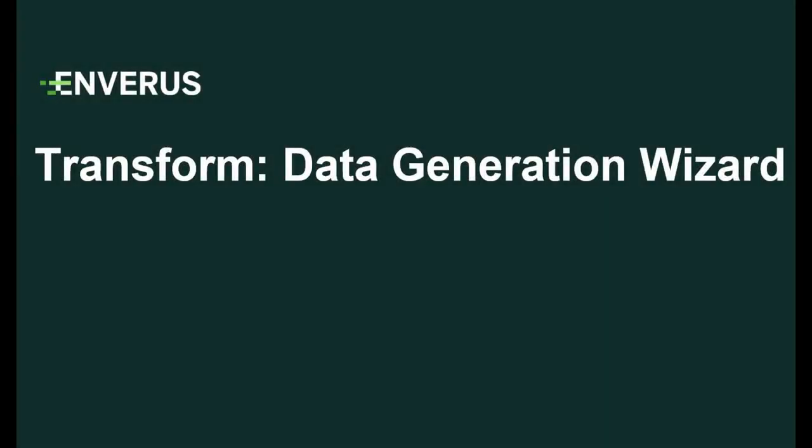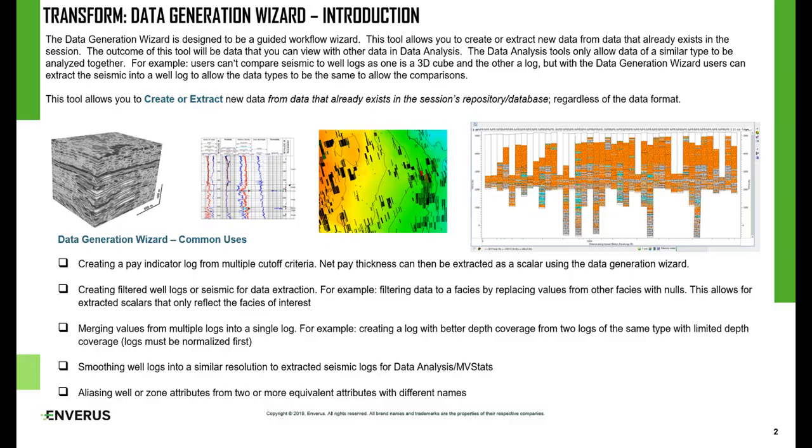Transform Data Generation Wizard module. Within Transform, the Data Generation Wizard is designed to be a guided workflow wizard. This tool allows you to create or extract new data from data that already exists in the session. The outcome of this tool will be data that you can view with other data in data analysis.